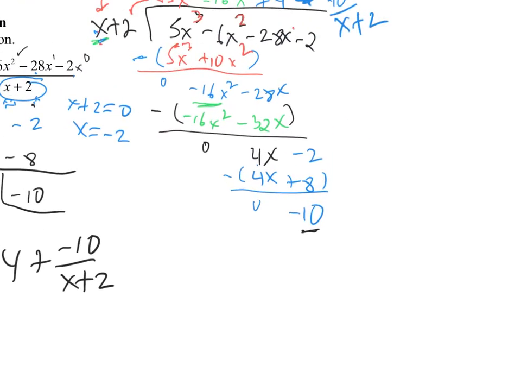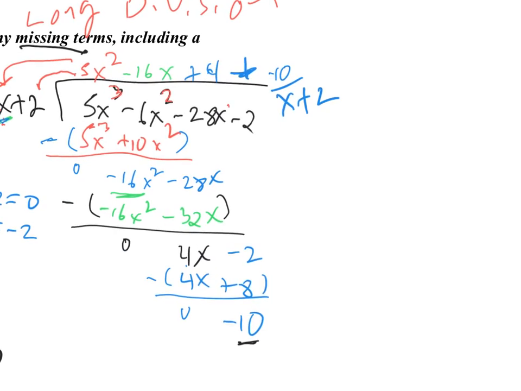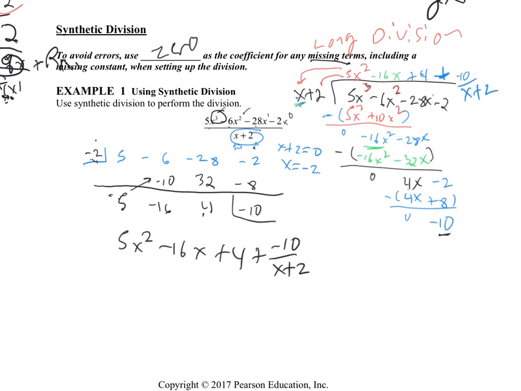I think I lost my negative somewhere over here. Did I have it over here? Minus 10. Oh, there it is. Minus 10 over x plus 2. I did have it.